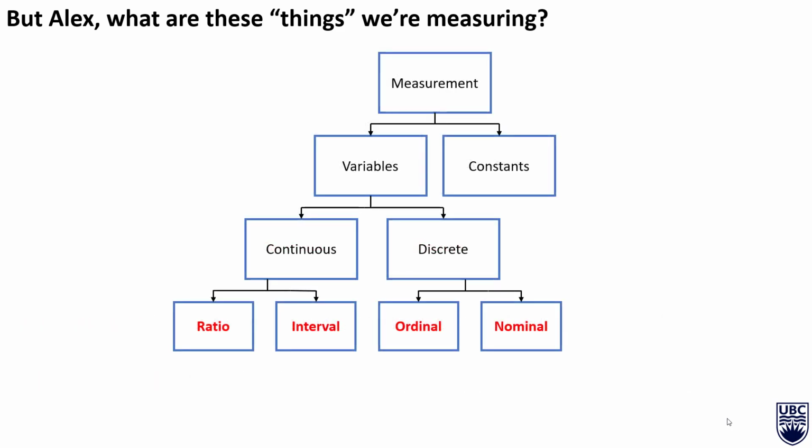We can break it down further, and now we're having our scales, so our level of measurement. Usually, continuous variables and discrete variables can be broken down further. So if we start with discrete variables, we have our nominal scale and our ordinal scale. If we have our continuous variables, we can break it down into either interval scale or ratio scale. So let's take a look at each one of those.